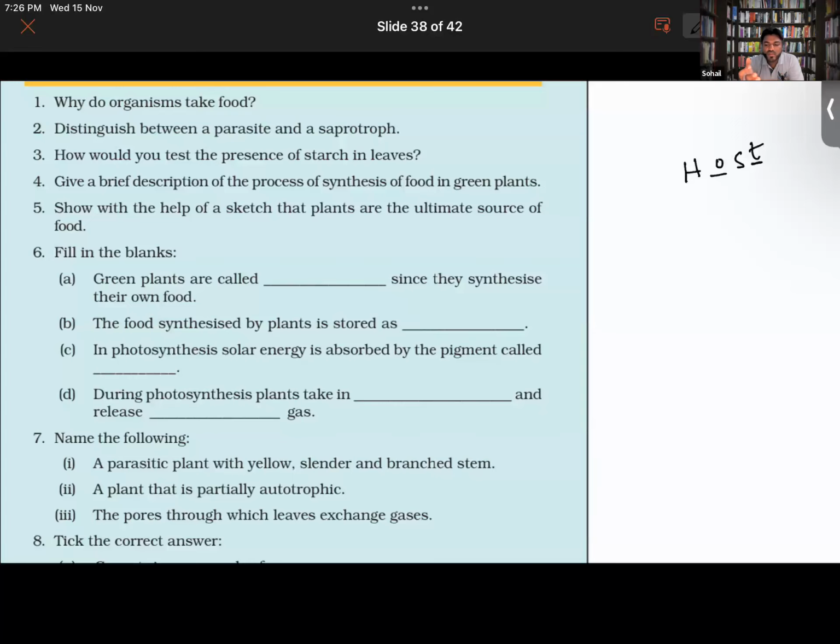Can you name one parasite that is found inside the human body? Sir, lice. Not on the human body, inside the human body. Worms. Roundworms, tapeworms, hookworms, right. But on our head there is lice. Yes, that is an example of ectoparasites, the ones found on the body.